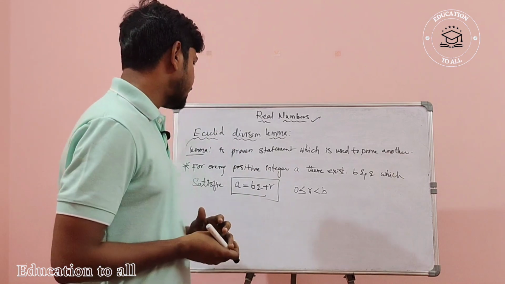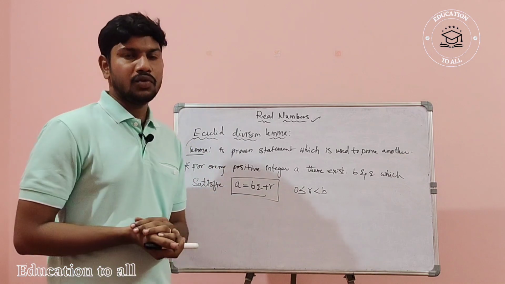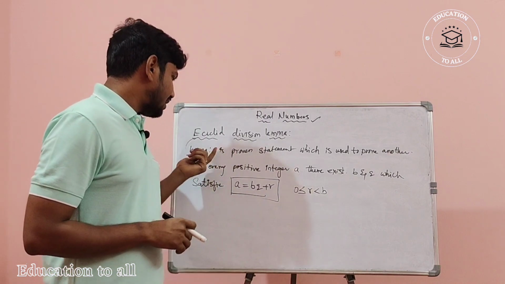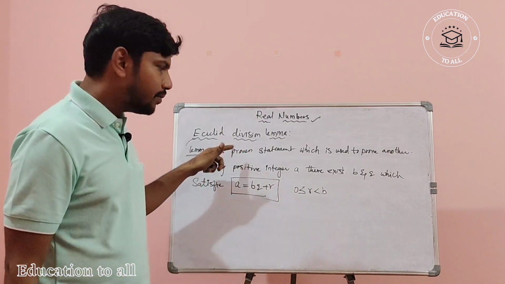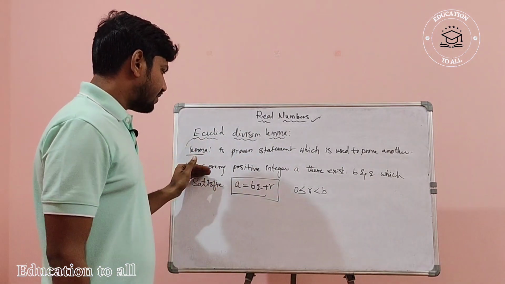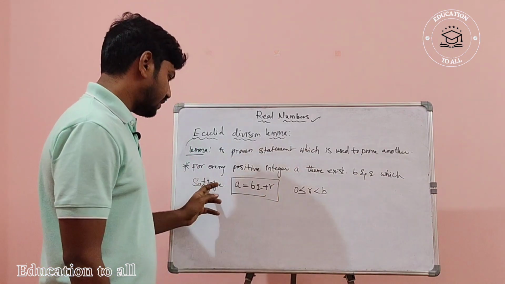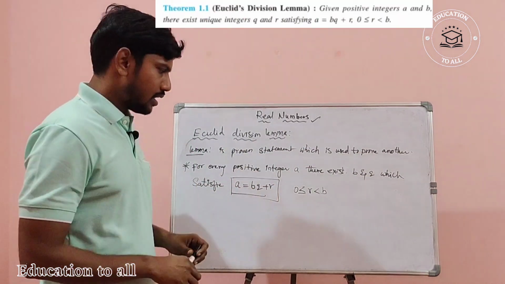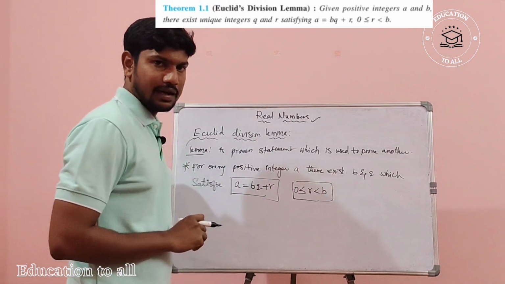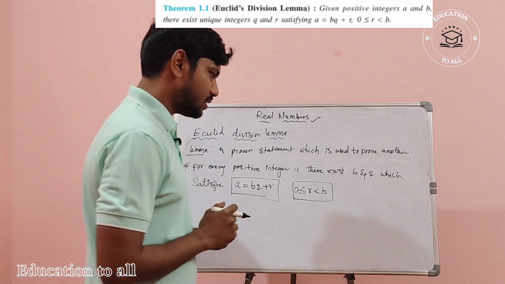Let us start the topic Euclid division lemma. First of all, what is a lemma? A lemma is a proven statement which is used to prove another. So here lemma means an already proven statement that will be used to prove a particular statement. So look at this statement: for every positive integer a, there exist b and q which satisfy a is equal to bq plus r, where r has the relation 0 less than or equal to r less than b. This we already know, but we have to look at it with some basic examples.